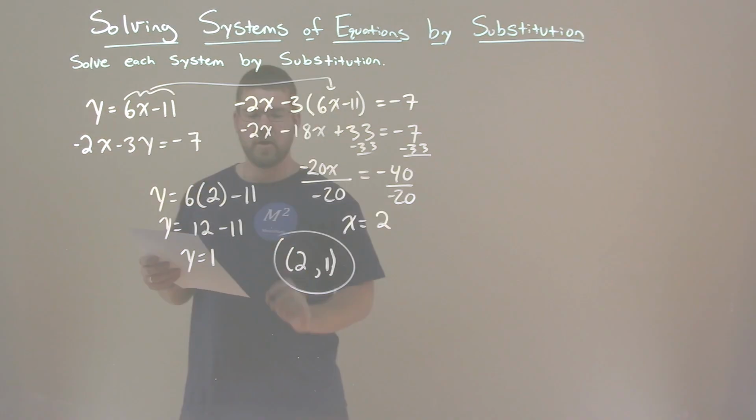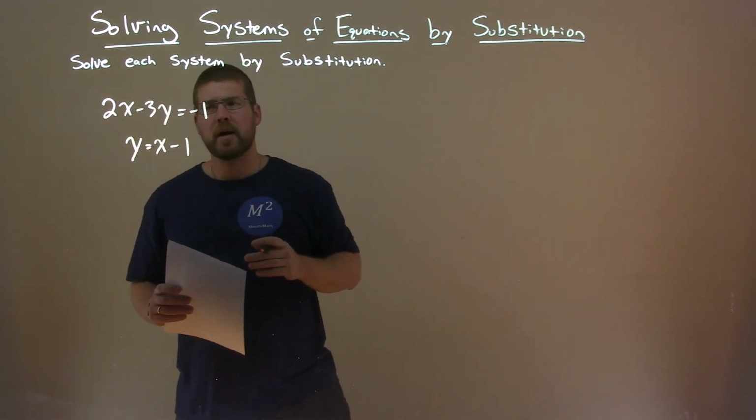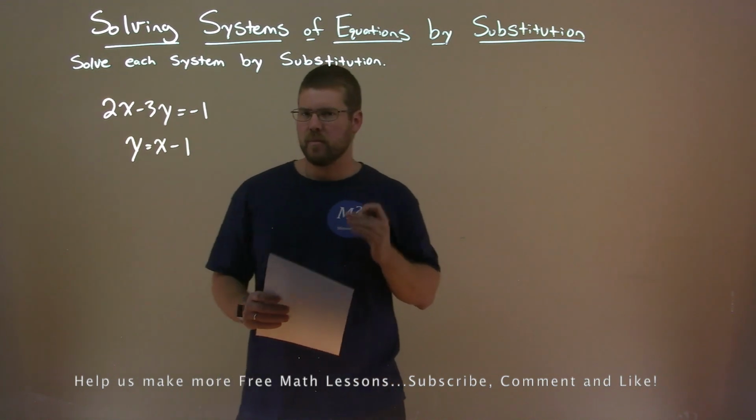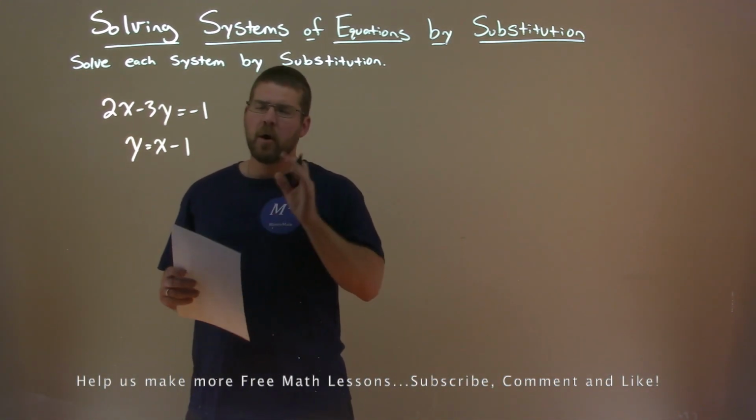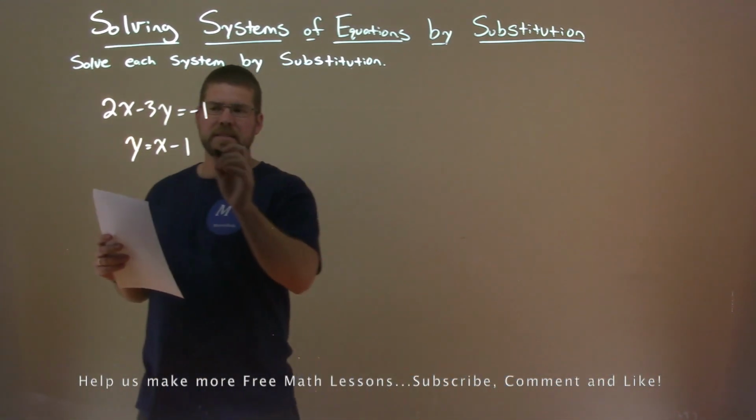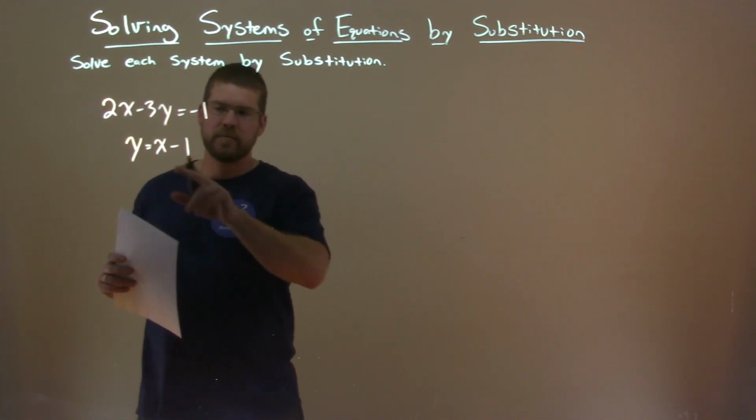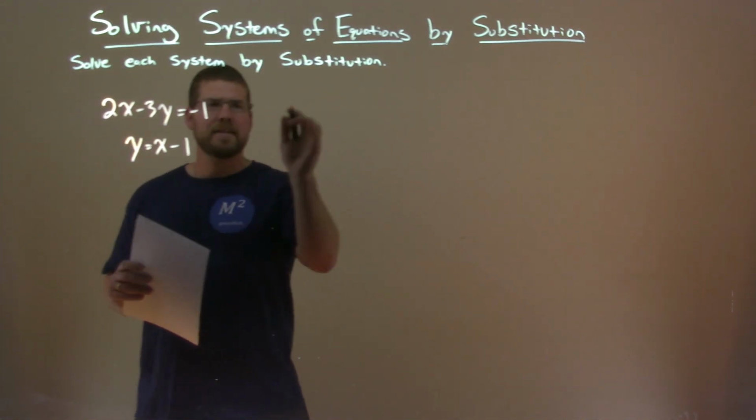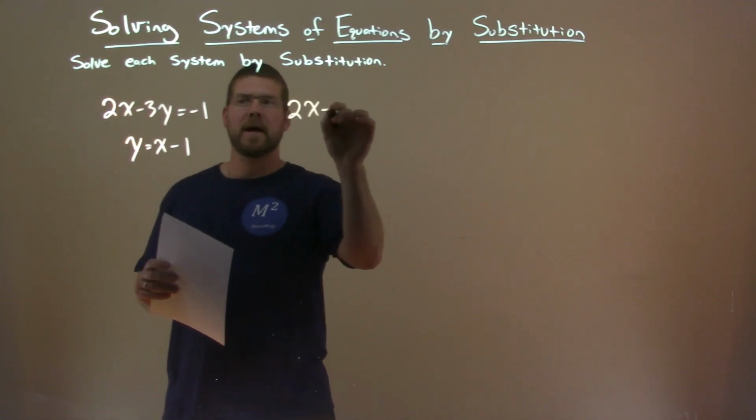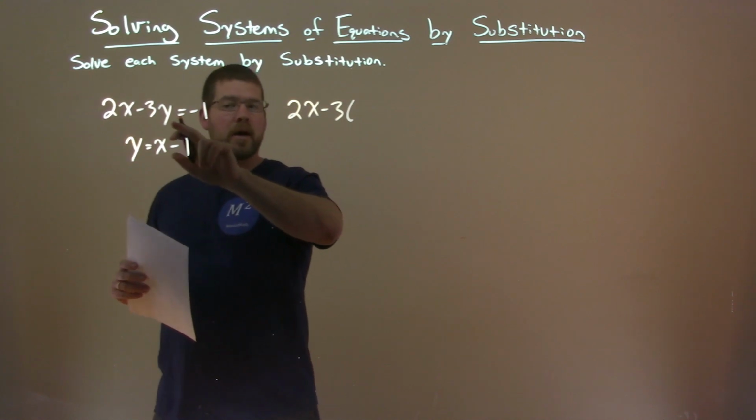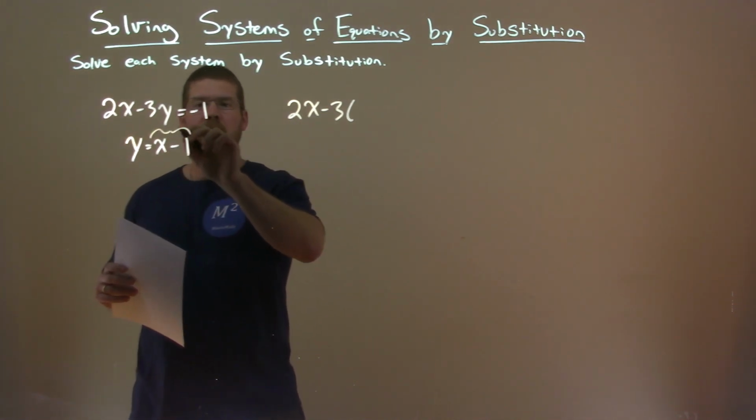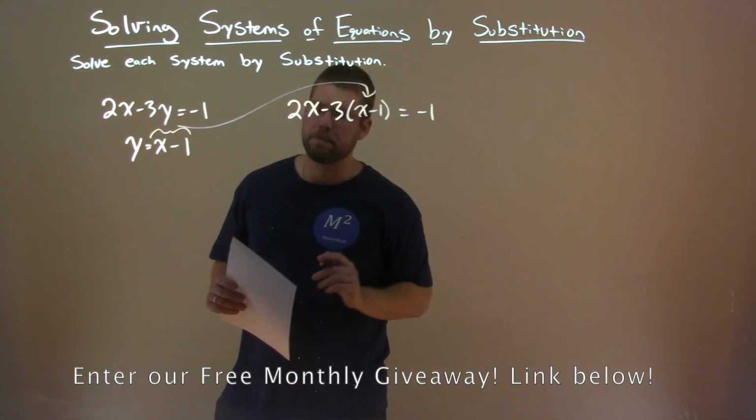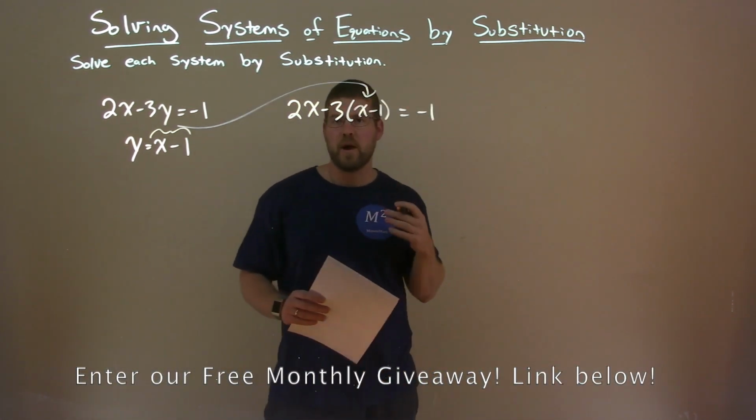Okay? Alright, we're given this problem here. 2x minus 3y equals negative 1, and y equals x minus 1. Well, when I'm dealing with substitution, I can see, or try to get a variable by itself. We already have that here. Y equals x minus 1. So what do I have to do? I take the first equation, 2x minus 3, and then instead of that y, I'm putting this value in. Your x minus 1 here. And then we're equal to negative 1. Now we have to solve for x.